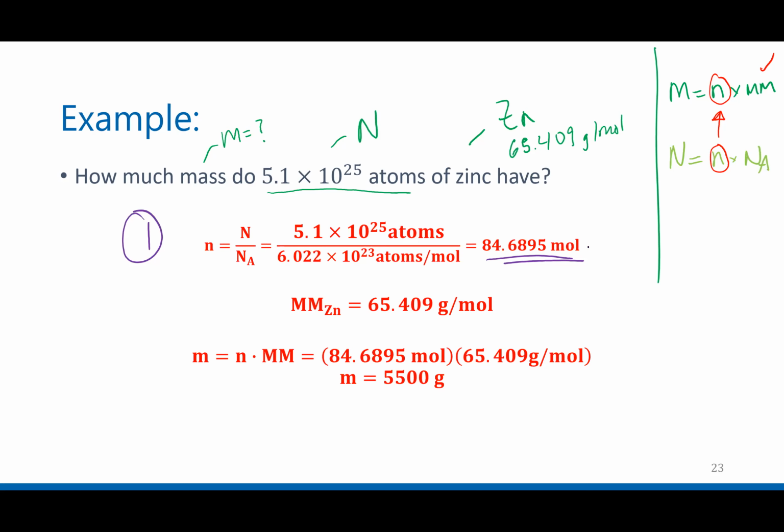So step number one, my formula, n is particles over Avogadro's number. I just put in my numbers here. To go back to Aisha's question about significant figures, here we only have two significant figures, so my answer will be two significant figures. So step number one, calculate moles. Moles is particles over Avogadro's number, like I said. I get 84 moles. That's a really big number.